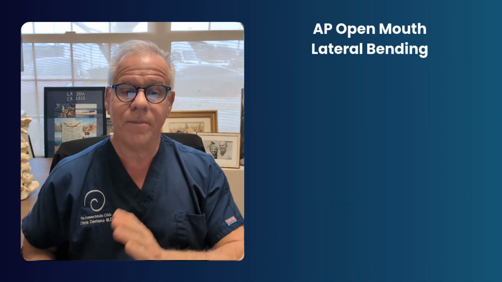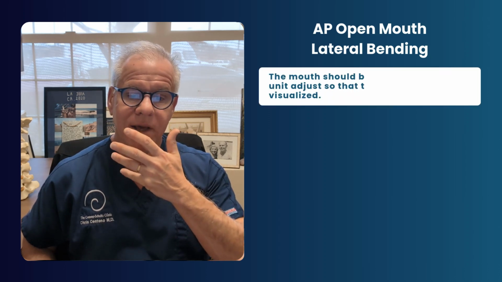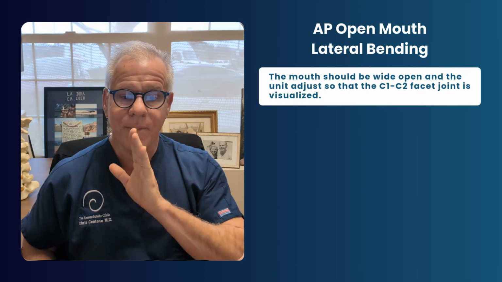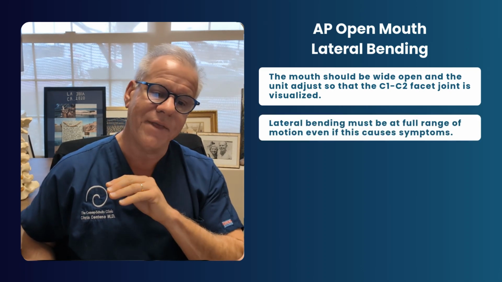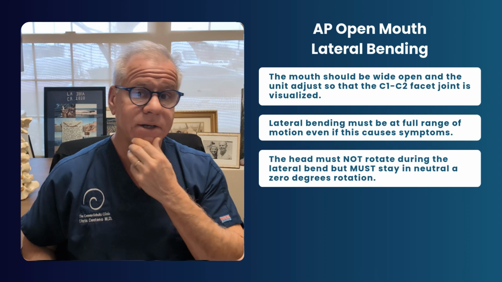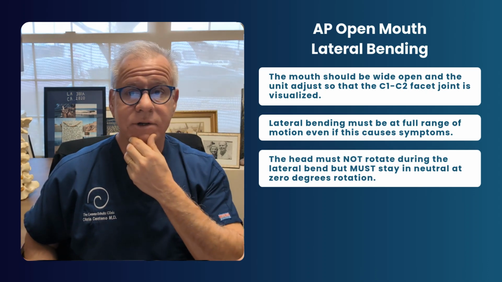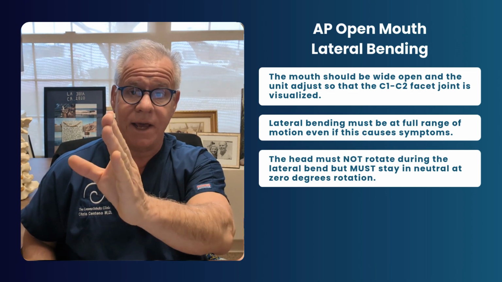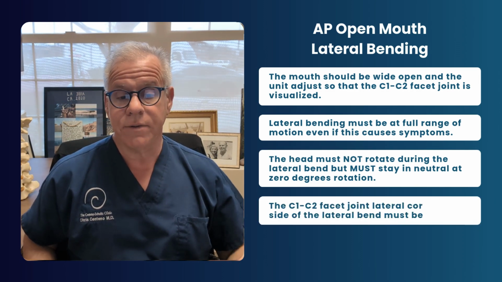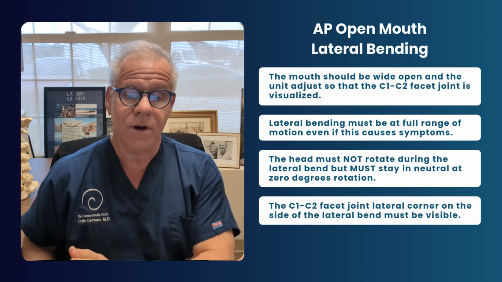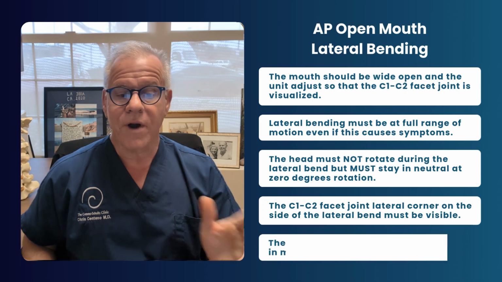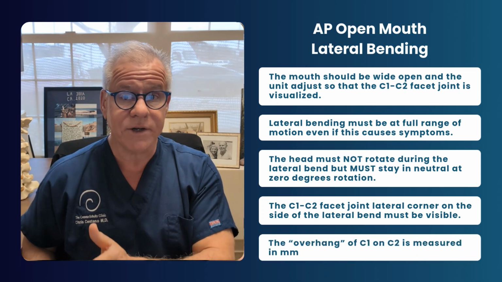And then we're also going to look at AP open mouth lateral bending. The mouth should be wide open and the unit adjusted so that the C1-C2 facet joint is visualized. Lateral bending must be at full range. The head must not rotate as the person laterally bends; the head has to stay neutral. And then we're looking for the C1-C2 facet joint lateral corner on the side of the lateral bend, and that has to be visible. The overhang of C1 on C2 is measured in millimeters.